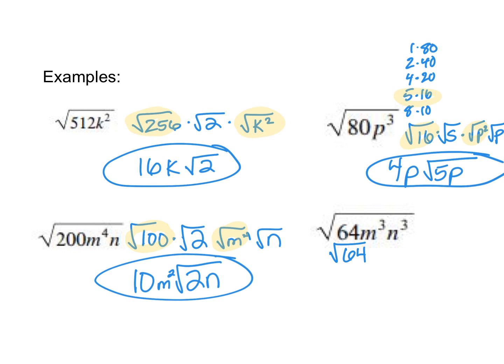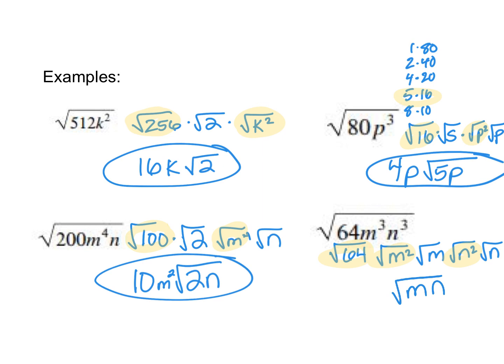Now, the m to the 3rd and the n to the 3rd are not perfect. So I'm going to break them into m to the 2nd and m, and n to the 2nd and n, because m to the second and n to the second are perfect. So from all of these factors that I've broken down here, 64 is perfect, m squared is perfect, and n squared is perfect. And so my m and my n by themselves are going to stay in the radical.